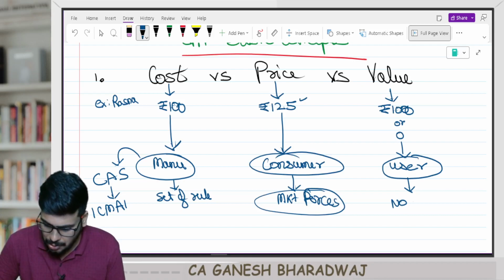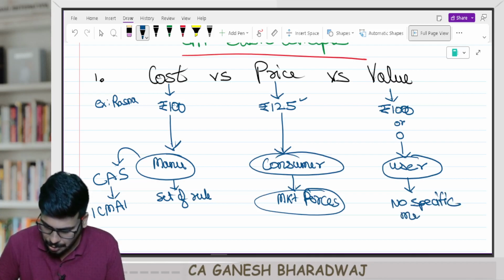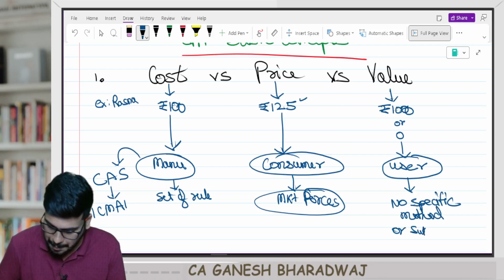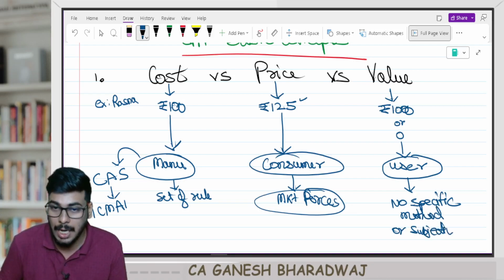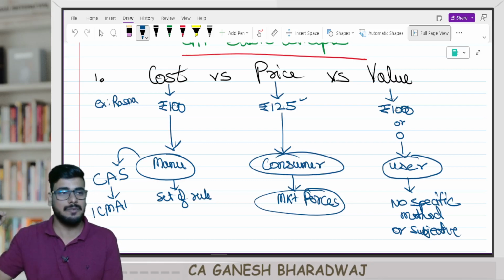So there is no specific method to arrive at the value, or in other words, we can call it as being subjective. Are you clear with this? Are you clear with cost versus price versus value?